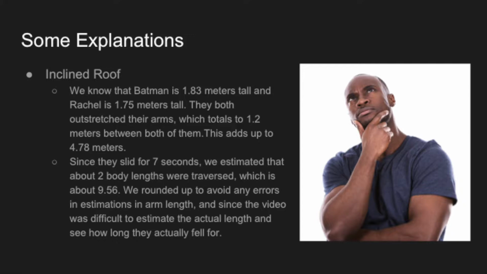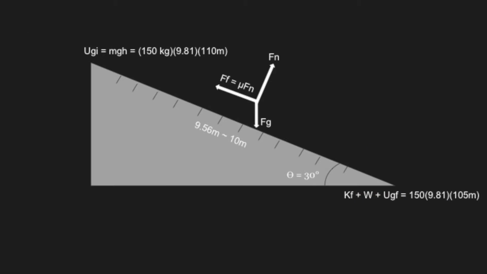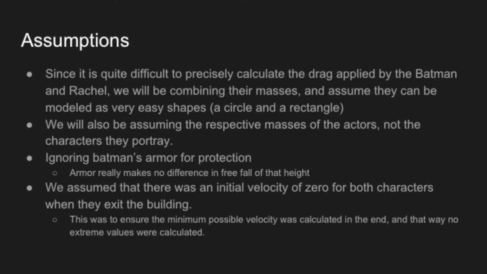This is about 4.78 meters, which is the sum of both of their heights stretched out towards each other. They slid for around 7 seconds, so we estimated that at that length of both of their bodies, this would create the hypotenuse length of the incline to be around 9.56 meters. We rounded up on this number since it's hard to get exact numbers with camera changes and video edits during an action scene, but we felt pretty confident that we came to a very close number for what the actual length and time is. So since there are assumptions made during this, we're going to list those out now.